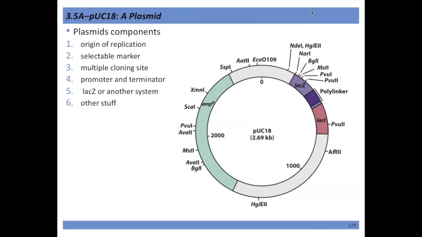You need a selectable marker, something to let you know that you have included your DNA of interest. In this case, it's going to be this LacZ right there. You need multiple cloning sites. What that means is you have a bunch of different restriction sites, and so I could include different fragments of DNA into a plasmid. But the key is that these multiple cloning sites need to have different restriction sites. In this plasmid, these are just identifying other restriction sites.